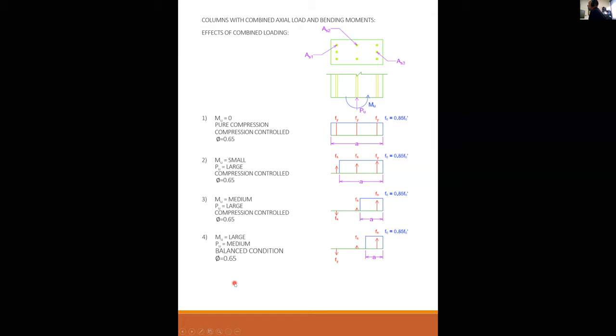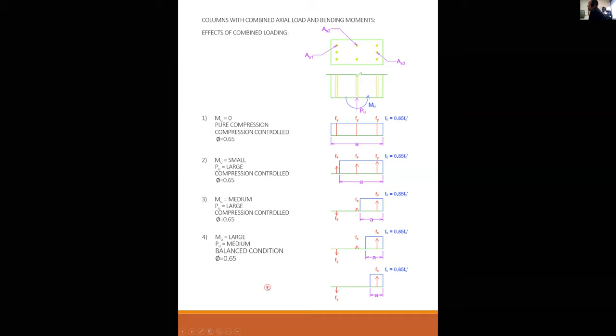Now we get to our balance condition. In the balance condition, the rebar in tension is right at yielding. The other rebars are still in compression, but at something less than yielding, and a has gotten smaller. In the balance condition, phi is still equal to 0.65. Why? Because it's right at yielding.